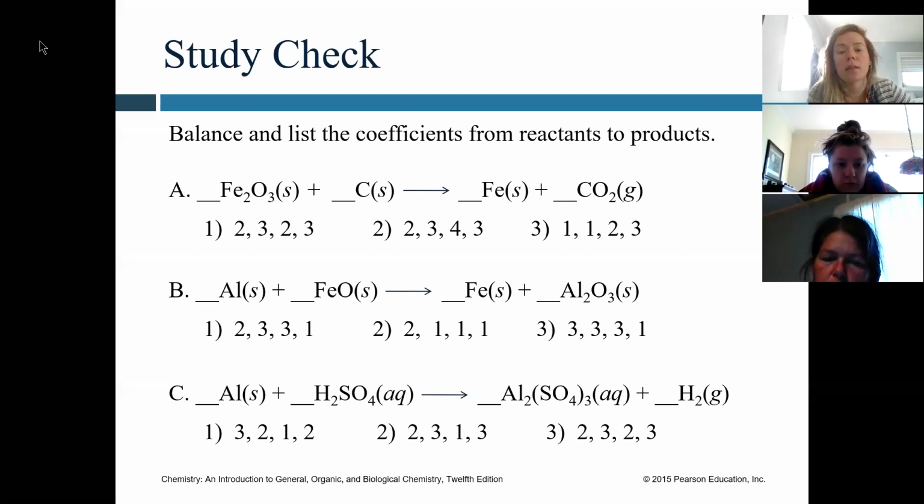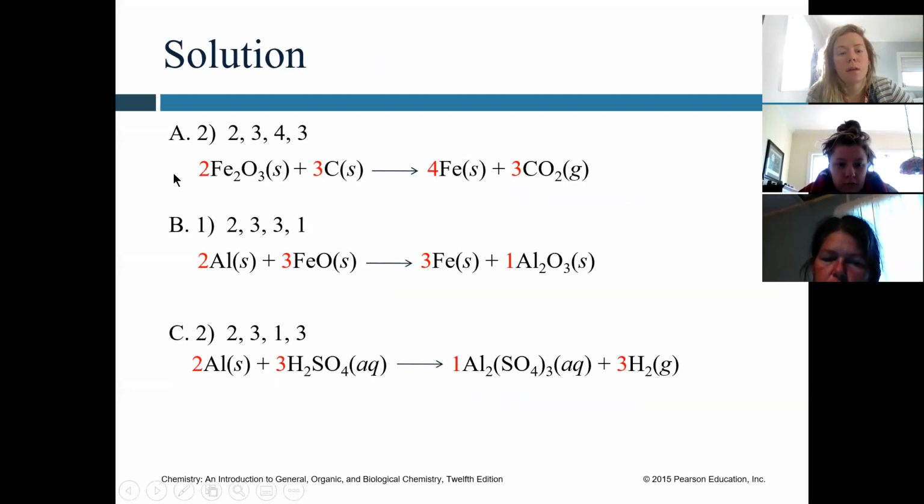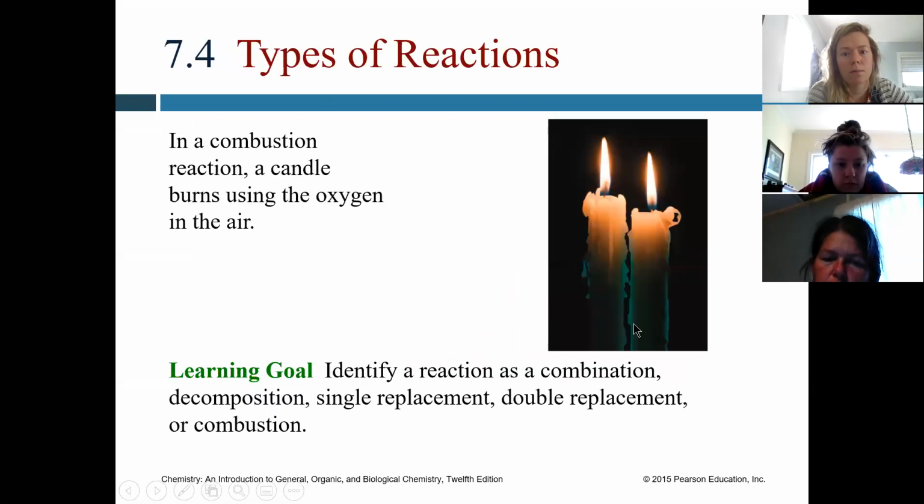Okay, so looking at these, your coefficients for this first one should be 2, 3, 4, and 3. I want to move forward a little bit so that we can get everything in by the time we need. So this B, you should have had 2, 3, 3, and 1. And then C, you should have had 2, 3, 1, and 3. If you didn't get those and something was amiss, stay after class and we can go over it individually, but I want to move forward.